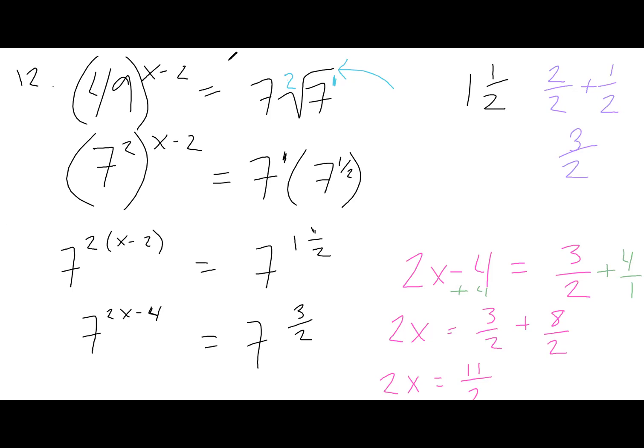So 2x equals 11/2. Then you're going to go ahead and divide by 2 on each side. And 11/2 divided by 2 is going to be 11/4. Just want to check my answers there.